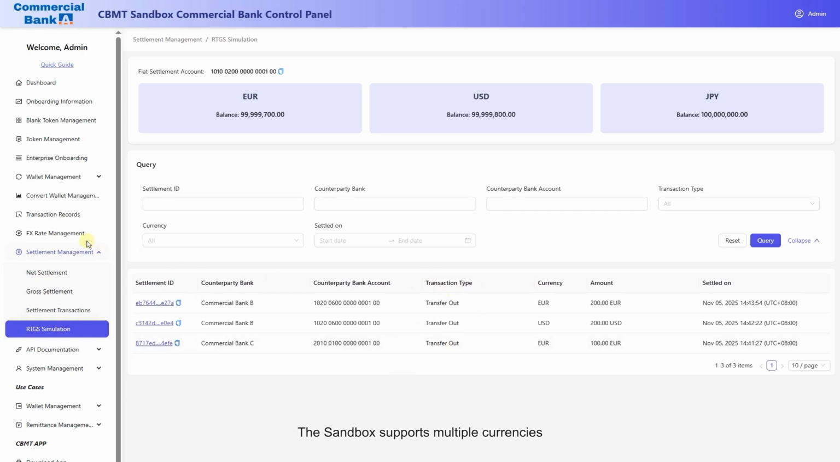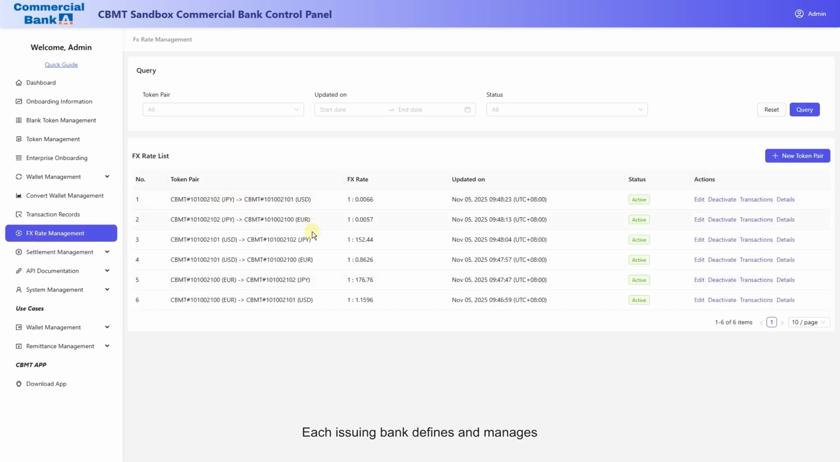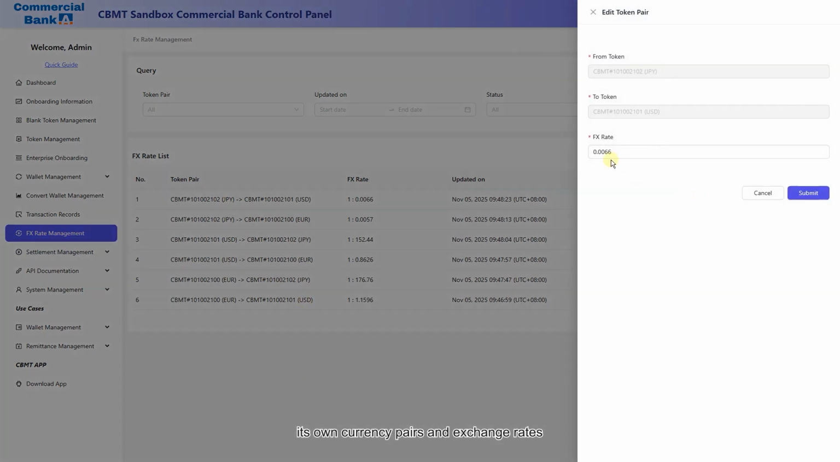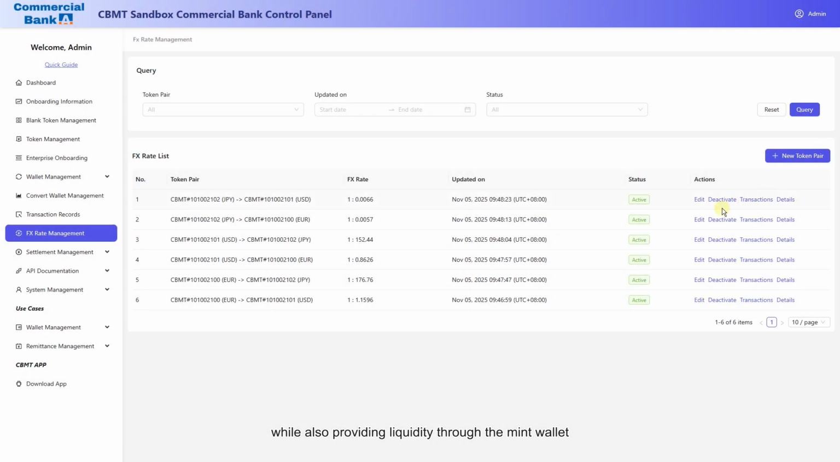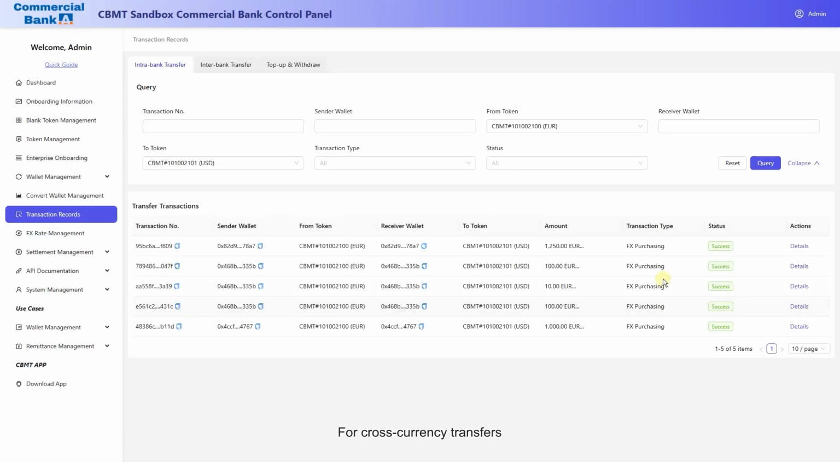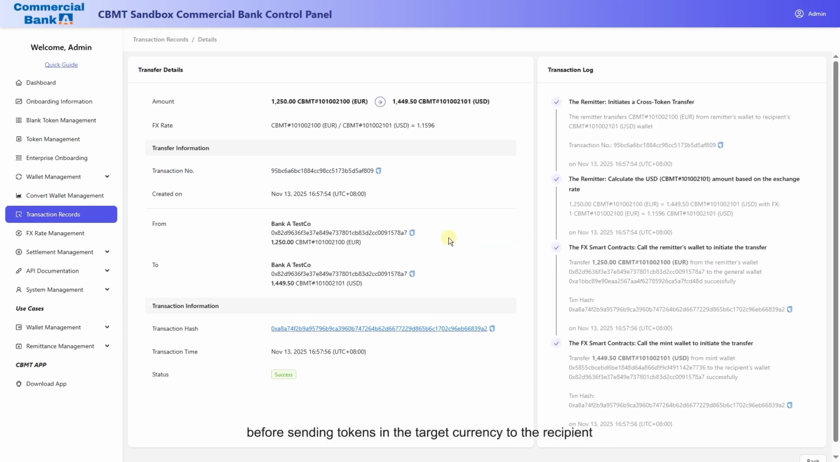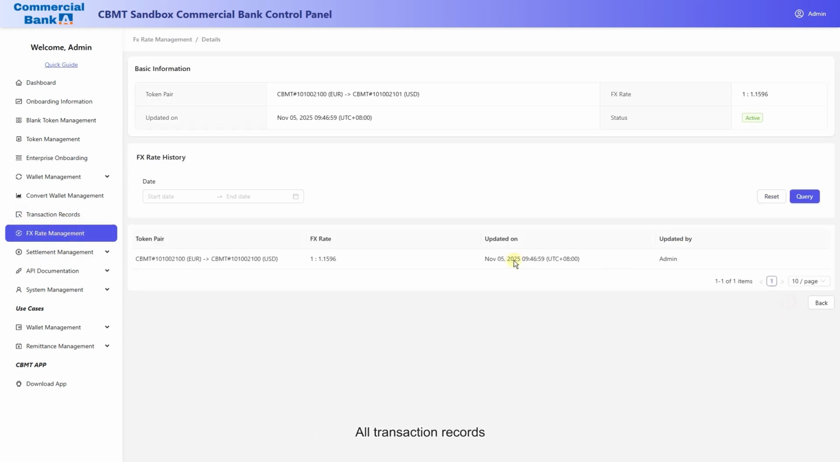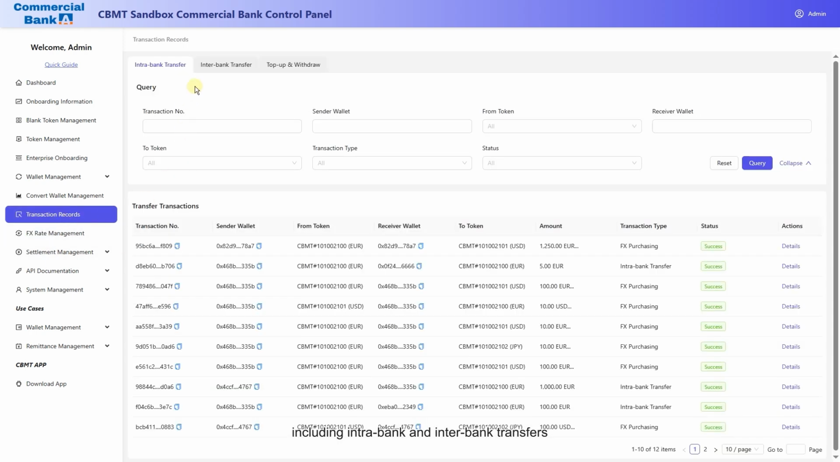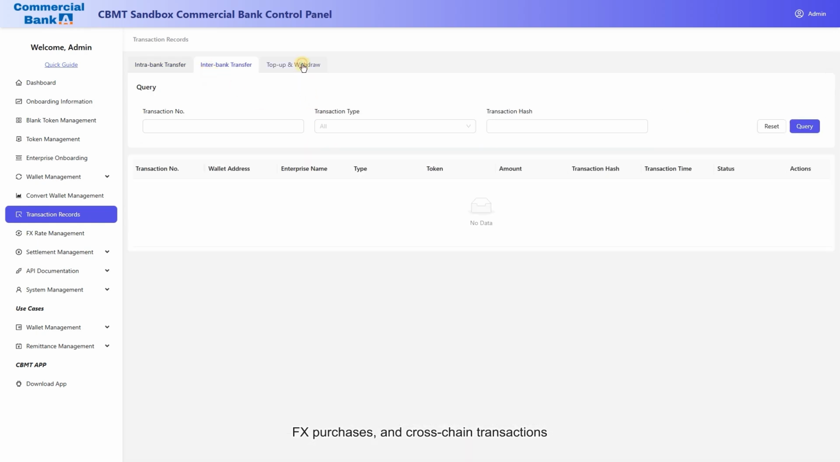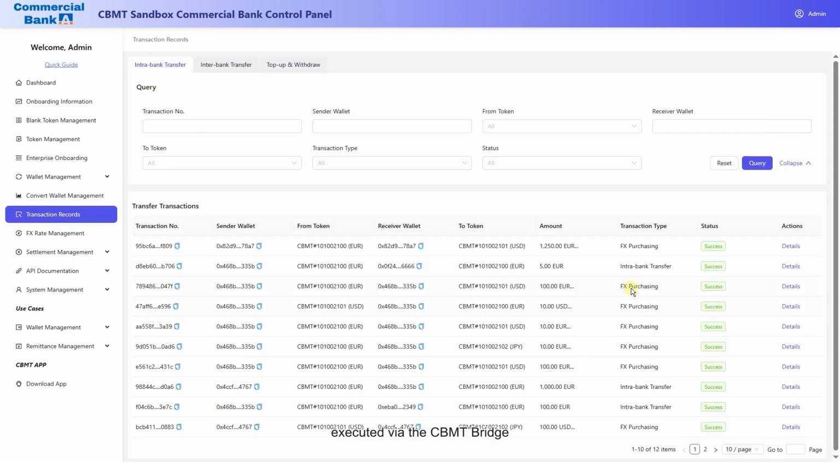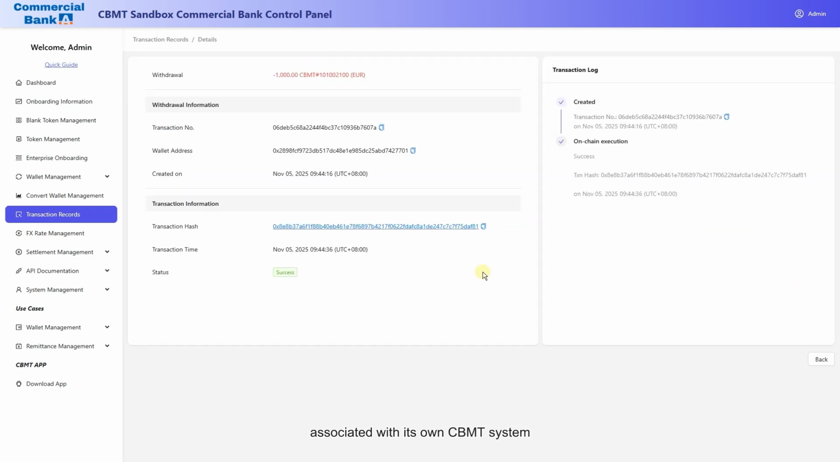The sandbox supports multiple currencies. Each issuing bank defines and manages its own currency pairs and exchange rates, while also providing liquidity through the Mint wallet. For cross-currency transfers, users must first initiate a foreign exchange purchase before sending tokens in the target currency to the recipient. All transaction records, including intrabank and interbank transfers, FX purchases, and cross-chain transactions executed via the CBMT bridge, can be reviewed in the control panel. Each bank can only view transactions associated with its own CBMT system and cannot see any data from other banks.